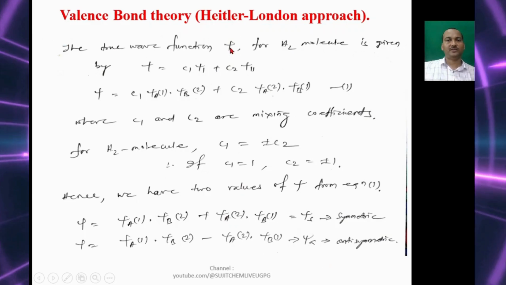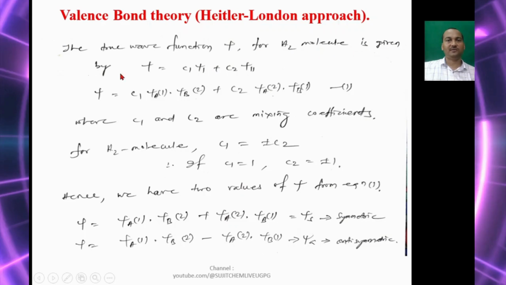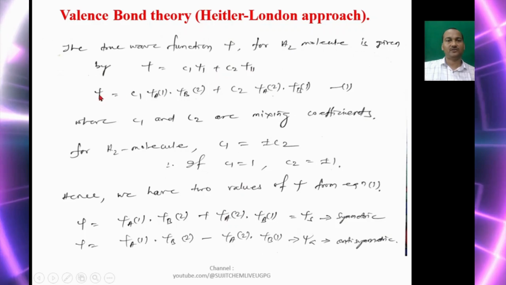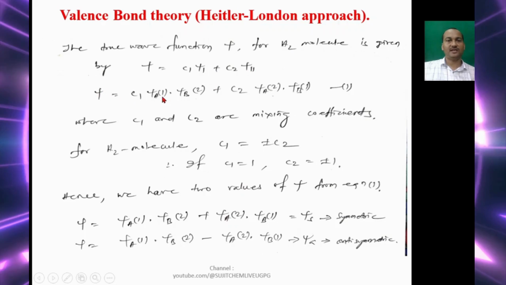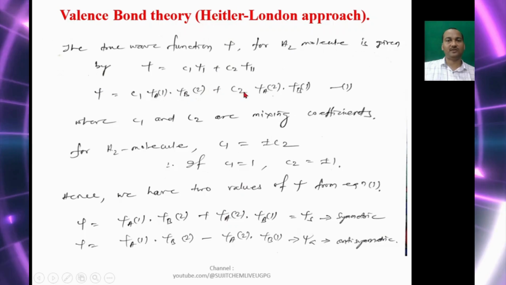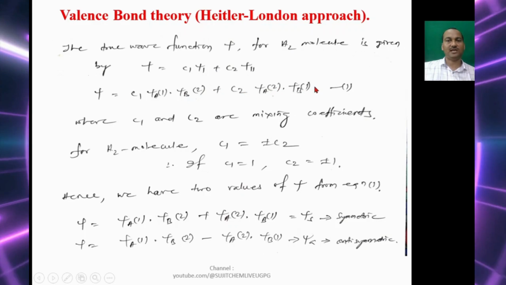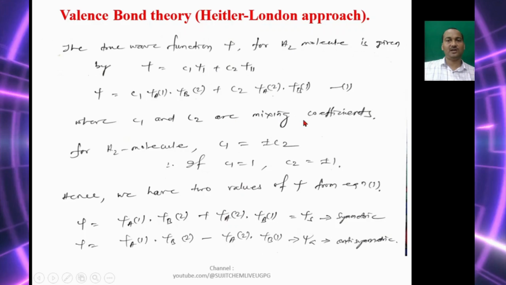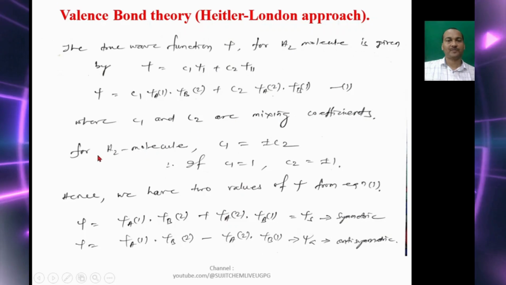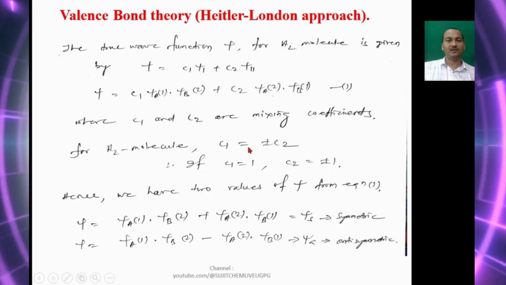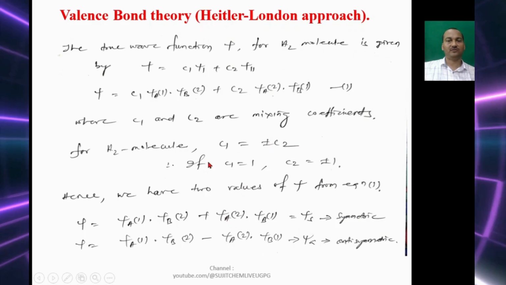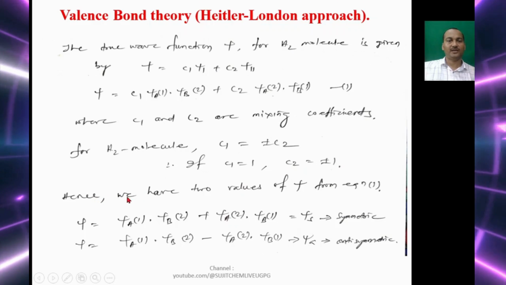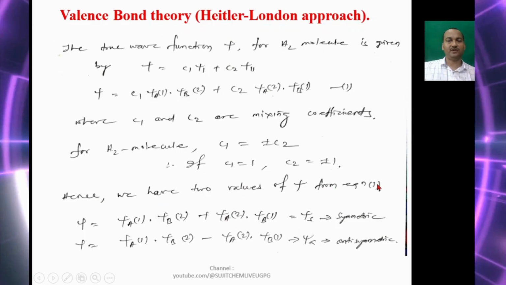The true wave function psi for the hydrogen molecule is given by psi equal to C1 psi 1 plus C2 psi 2. So psi will be equal to C1 psi A1 psi B2 plus C2 into psi A2 into psi B1. This is equation number 1, where C1 and C2 are mixing coefficients. For the hydrogen molecule, C1 is found to be plus or minus C2. So if C1 equals 1, C2 will be plus or minus 1. Hence we have two values of psi from equation number 1.